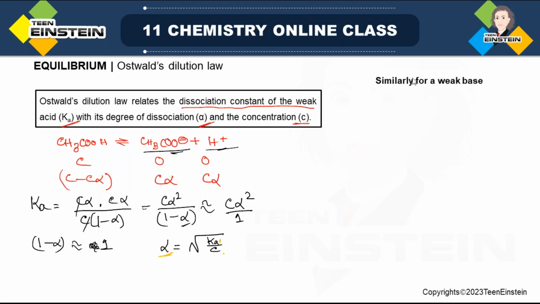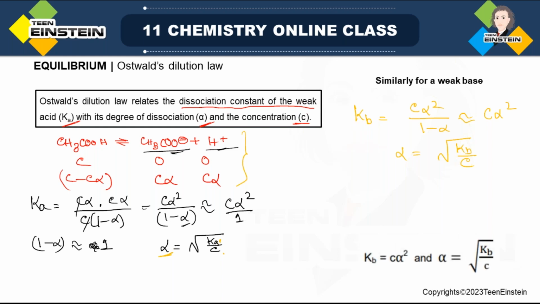Similarly, if we consider a base, same thing we can do. So in this case, Kb expression, that will be again equal to C alpha square over 1 minus alpha, with approximation, it will be almost equal to C alpha square. So ultimately alpha is equal to root over Kb divided by C. So this relationship we can reach. Fine. Considering any base, like as we have taken here acetic acid as example, you can also take any other base that has to be weak. So this is the ultimate expression we are getting.